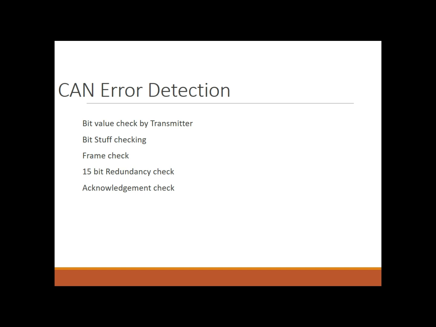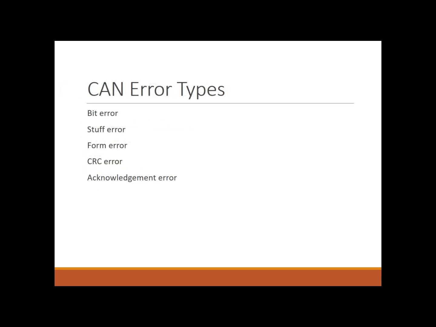Next, error detection. How does CAN detect errors, and where? It is detected in the bit stuffing, frame checking, 15-bit cyclic redundancy check, and acknowledgement field. These main fields verify CAN error detection. Next, how many types of errors are there in CAN? We have bit error, stuff error, form error, CRC error, and acknowledgement error. We'll go one by one.